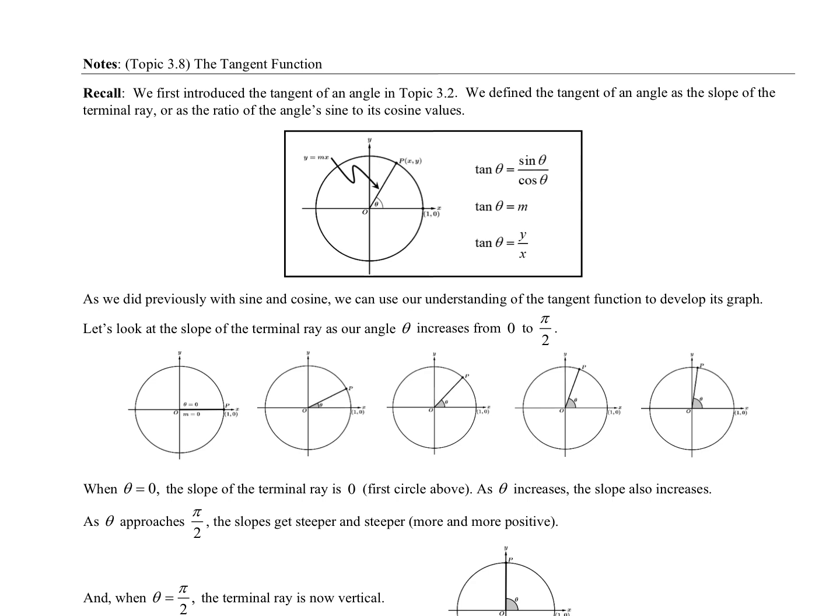As we did previously with sine and cosine, we can use our understanding of the tangent function to develop its graph. Let's look at the slope of the terminal ray as our angle theta increases from 0 to pi over 2. If we look at 0, this is our angle 0 in radian measure. What is tangent again? It's y over x. What would my y be at 0? 0. What would my x be? 1. And so my tangent would be 0.